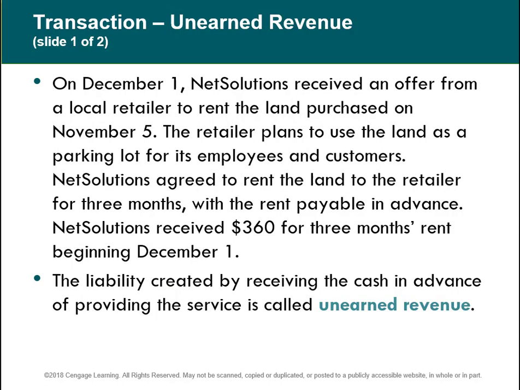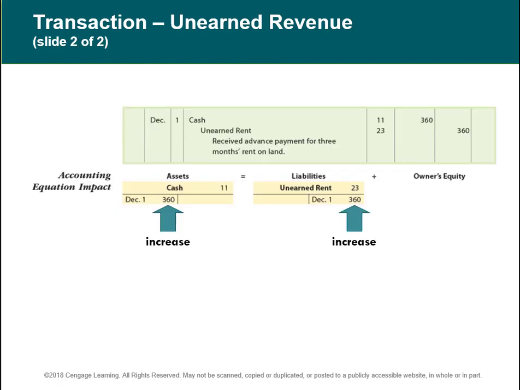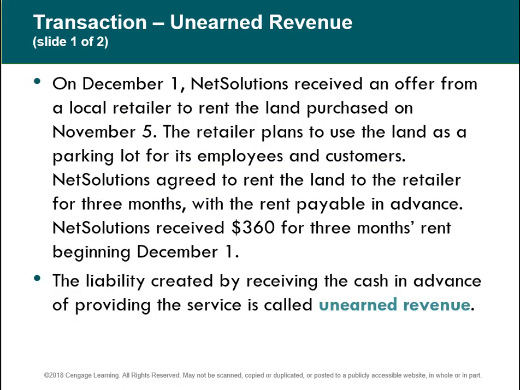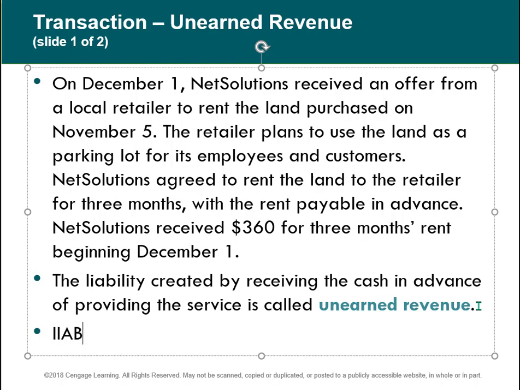Oh, that's a purchase of land. I thought we were going to show the, this is another transaction. They received an offer from a local retailer to rent the land that they purchased, and he's going to use the land for a parking lot, and he's going to get a whopping $360 for 3 months rent. This is one of those tricky accounts. That's why they want to go through it, and it's called unearned revenue. What unearned revenue is, it's a liability for performance.